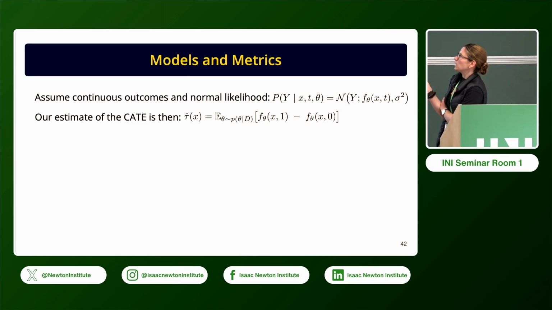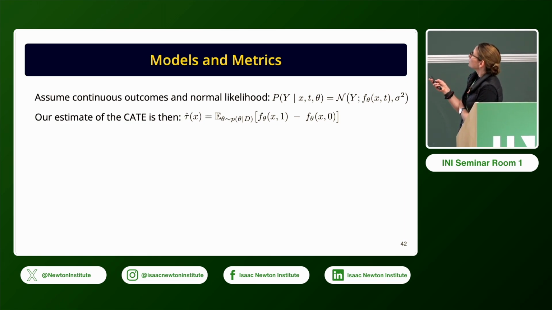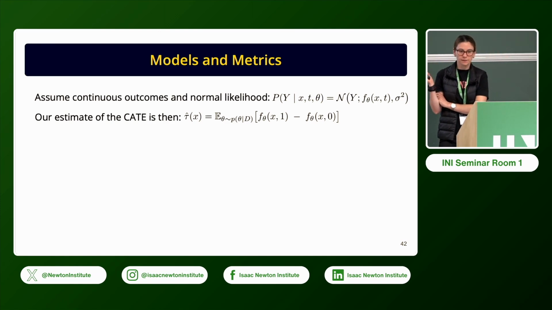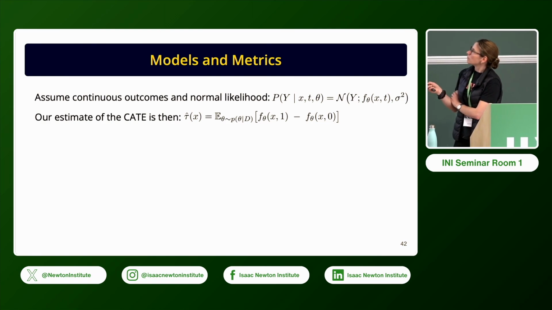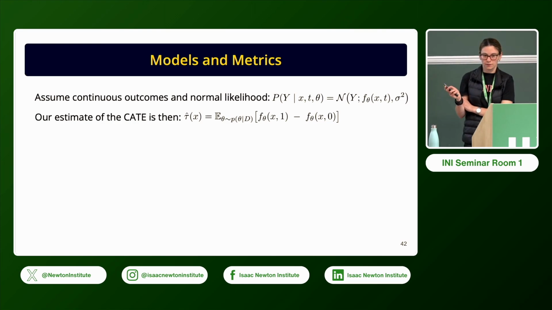So the likelihood, the mean of the normal distribution will be given by the mean, and we're going to have some fixed sigma squared, right? So we're not going to model the variance. And the estimate of the CATE will be therefore in this form, right? So it is the difference between the mean given treatment 1 and the mean given treatment 0.